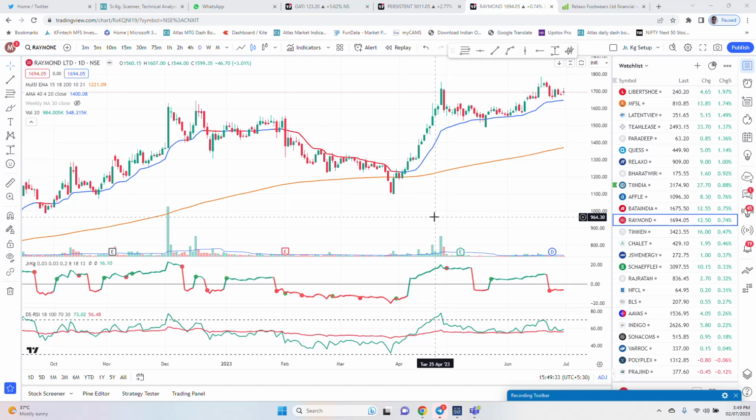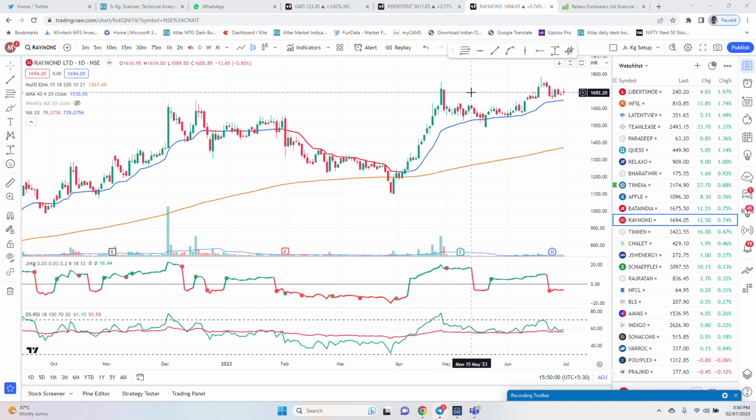Yeah, so let's say, for example, here you are seeing a Raymond chart. One good thing is in the senior KG setup you will get the entry at a very early stage, and let me tell you guys, the senior KG setup is a much more aggressive setup. So here you will be entering at an early stage, and then you will get a very good trend, and you will get a good chance to get out of the trade with good profits.